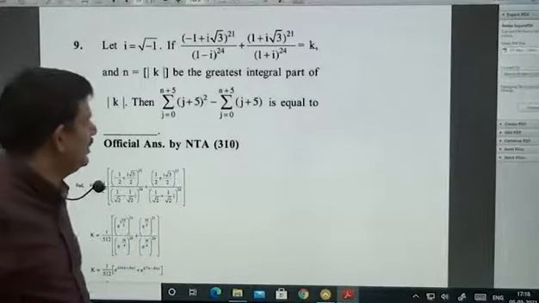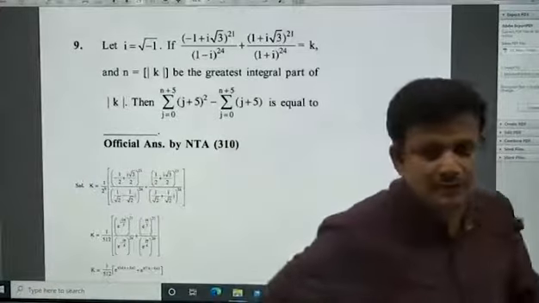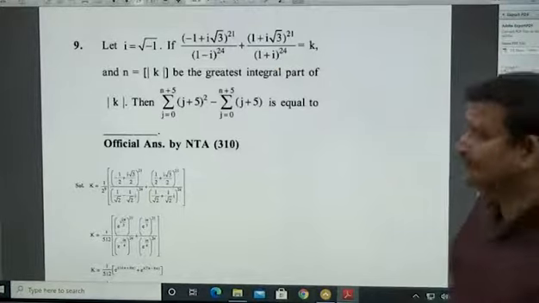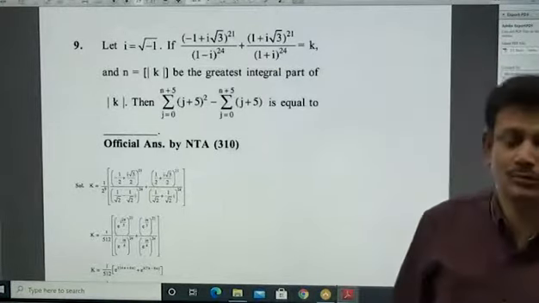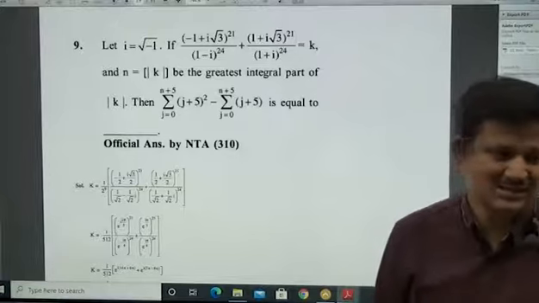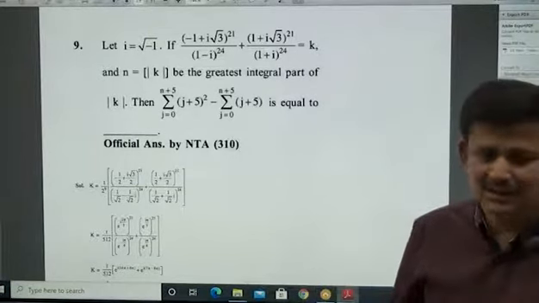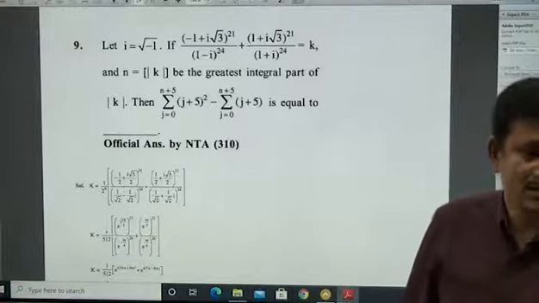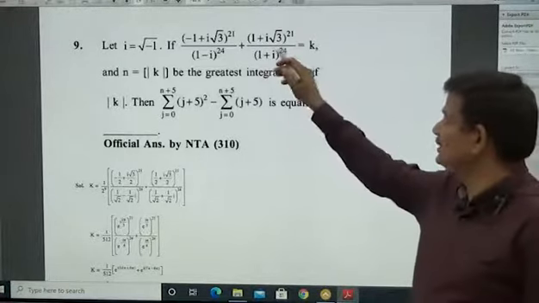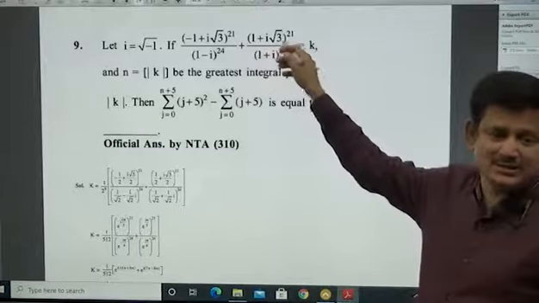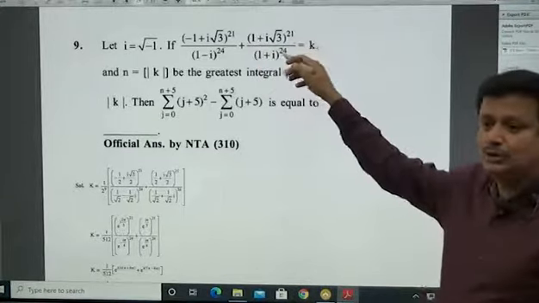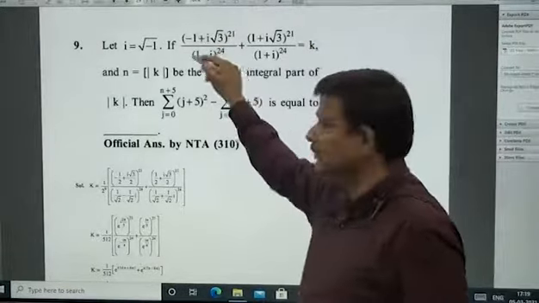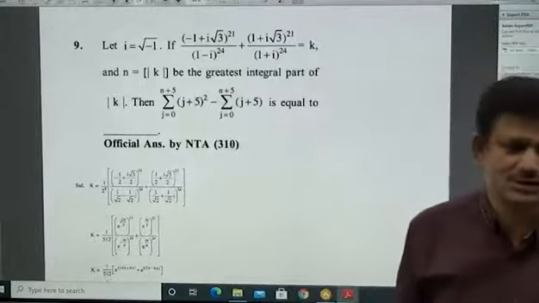Divide numerator by 2, denominator by whatever, √2. So you can see -1 plus i√3 by 2 is what? Cis whatever. Convert that into polar form. So this part is simple. 6 pi by 3, 2 6 pi by 3. Yes or no? This part is 6 2 pi by 3.